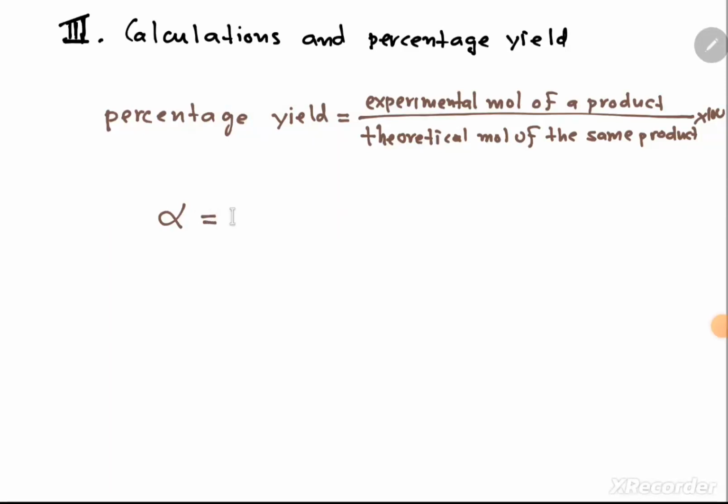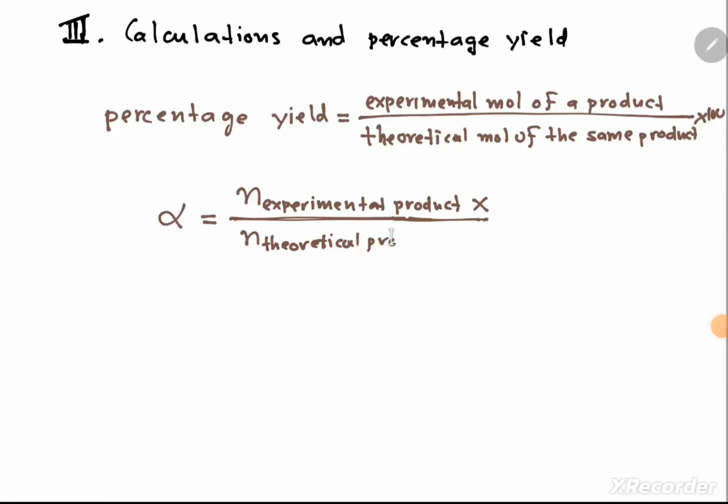Or, percentage yield is equal to the experimental moles of product X divided by the theoretical moles of product X, times 100. Let's see an example.